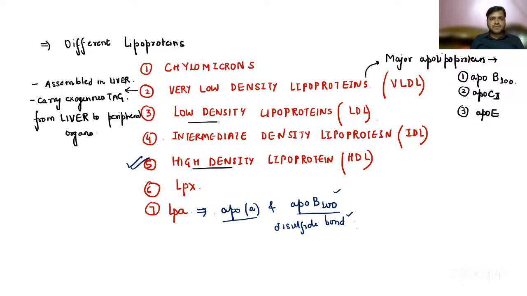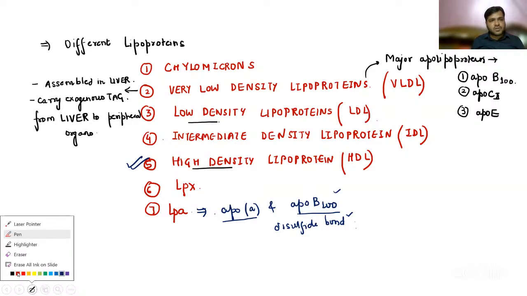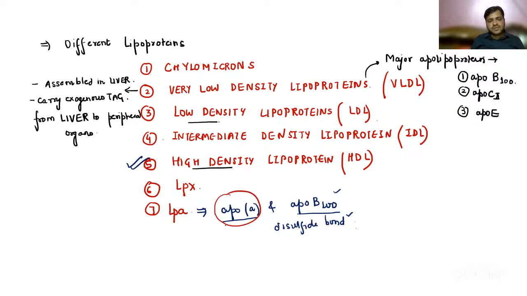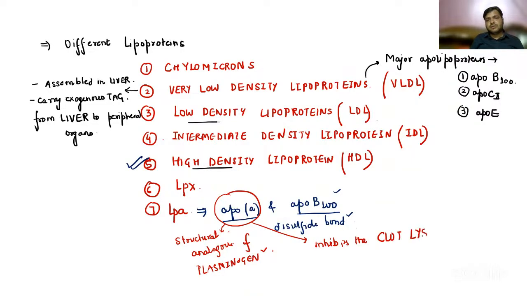If we specifically talk about this ApoA, one of the important functions you have to remember is that it is a structural analog of plasminogen. And it inhibits clot lysis, the clot breakdown.